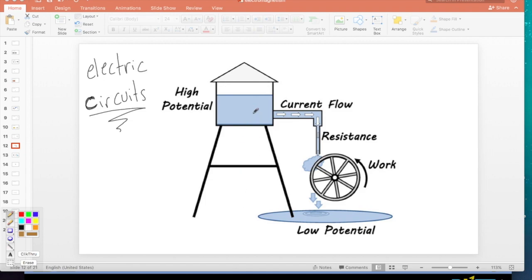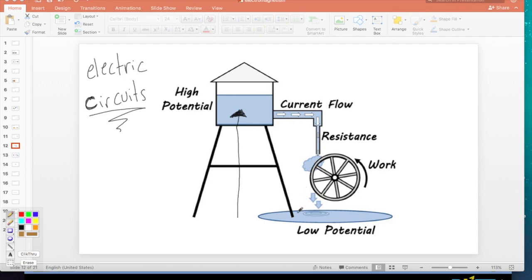Because the water has been elevated off of the ground, it has some energy stored into it, right? I can think about this water as if it is a reservoir of energy because it has been stored off the ground. It has gravitational potential energy. If I give that water a path to flow, water will always seek to flow from areas of high potential to areas of low potential. So you guys know this, it's pretty much common sense. Water will flow downhill. It will flow from high elevation to low elevation.